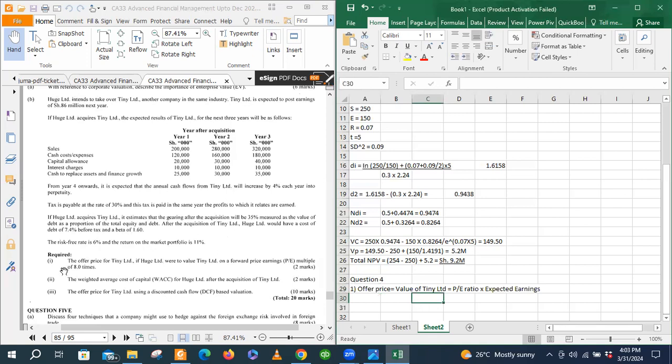Our PE ratio is 8 times. And what are the expected earnings up here? Tiny is expected to post earnings of 86 million next year. So that gives us 2 marks: 688. Yes, 688. So there you go. That is part 1.